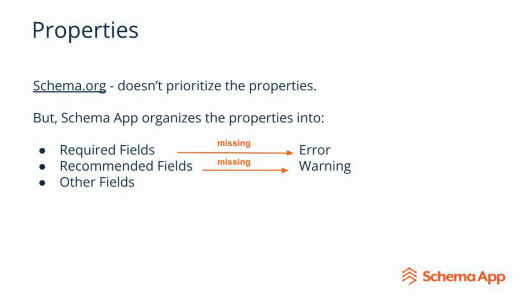Schema.org doesn't prioritize the properties associated with a Schema.org type, but Google does, and therefore we do. Schema App organizes the properties into required, recommended, and other fields. These suggestions align with Google's required and recommended guidelines and can help you determine what you should add to your website to increase its effectiveness.